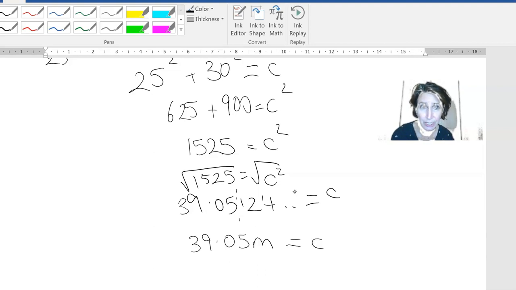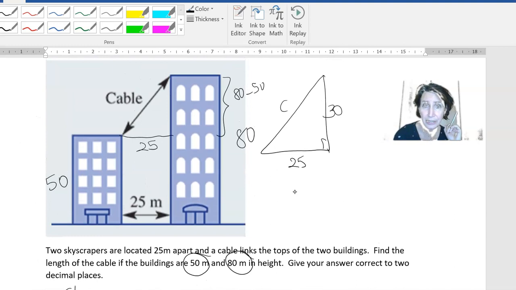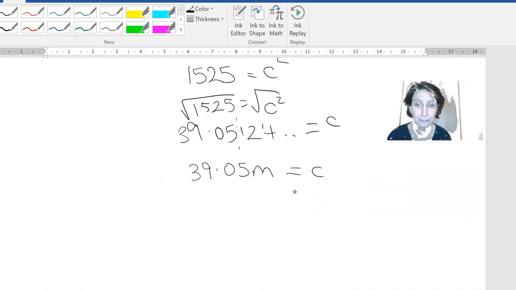I'm just going to scroll back up here and look at the diagram and see, is 39 meters a reasonable length for that side? Remember that the hypotenuse has to be longer than both the sides, and 39 is longer than both 25 and 30. And it's also in the same ballpark. If I came up with a number there that said 7,000, I would know that it was the wrong answer. So I'm going to say I agree, and that is a reasonable answer for that first question.